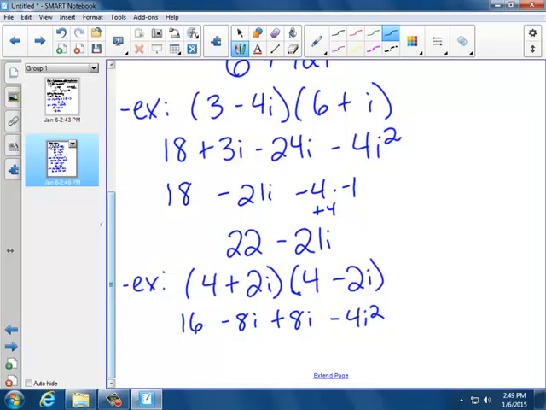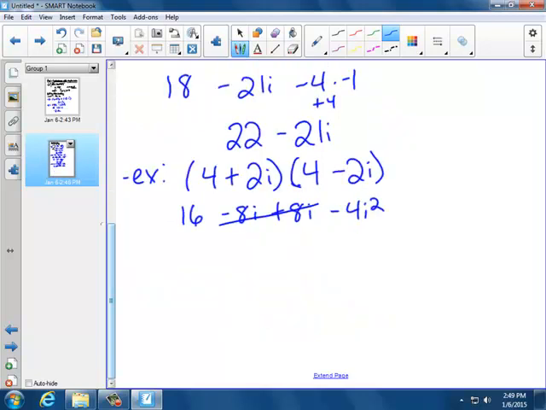So my minus 8i plus 8i cancels. So I'll have 16. i squared is negative 1, so that becomes a plus 4. 16 plus 4 is 20. So notice how the i's end up dropping out, because that will always happen when you have conjugates. Remember conjugates back when we did rationalizing denominators, just basically the same thing but plus and minus in between the terms. We're going to use that same thing for dividing.